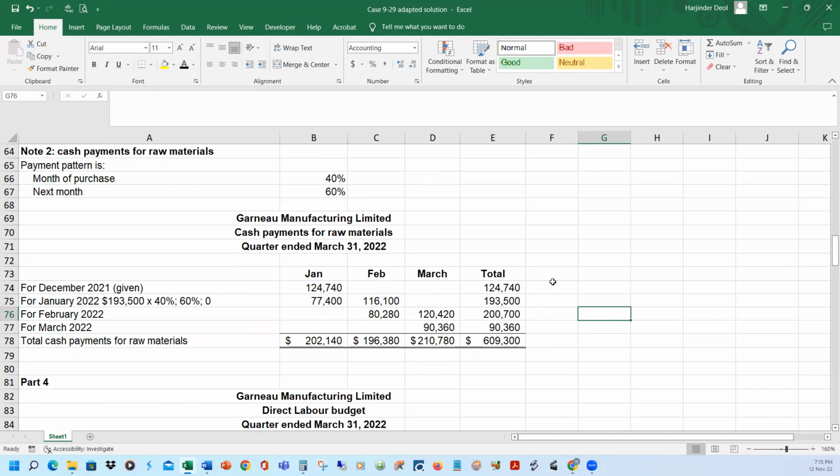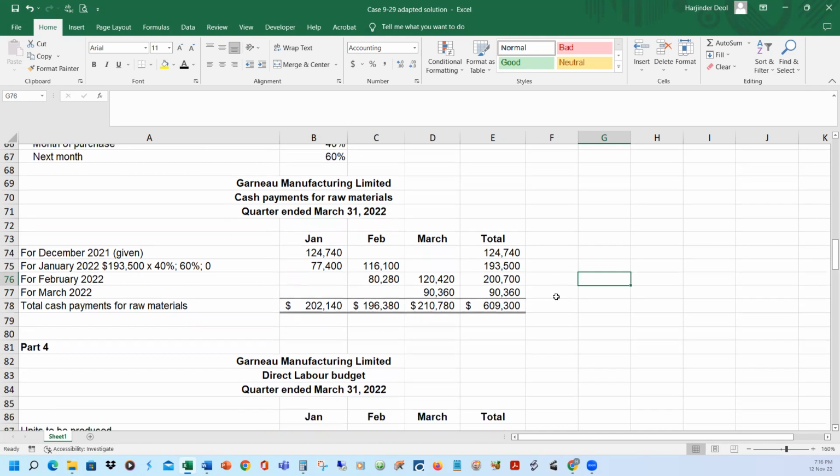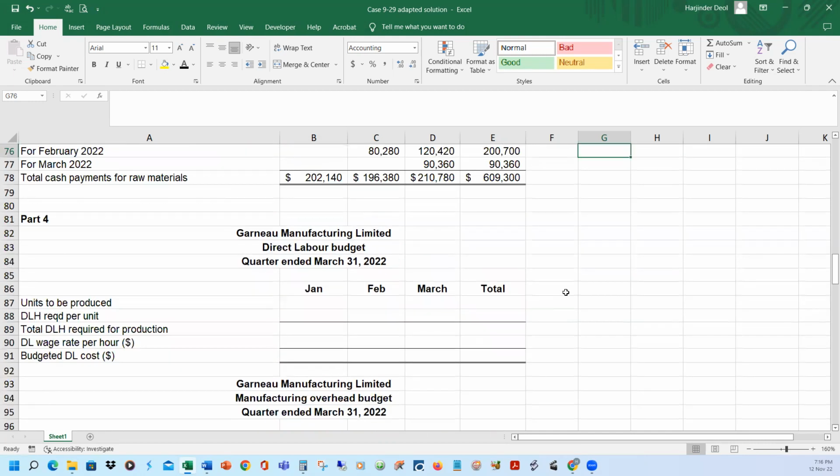All right, so we have so far looked at the sales budget, we have looked at the production budget, and we have looked at raw materials purchases budget. And we also prepared the supporting schedules of cash collections from customers and cash payments for raw materials. Next, we move on to the direct labor budget.